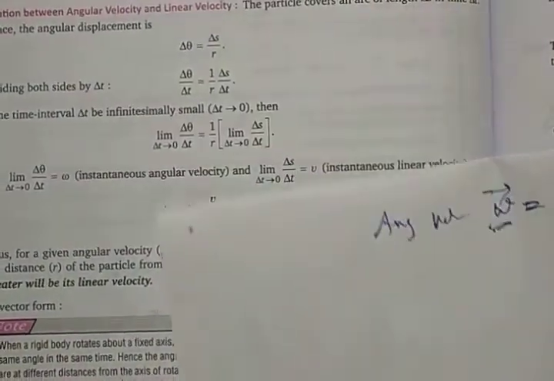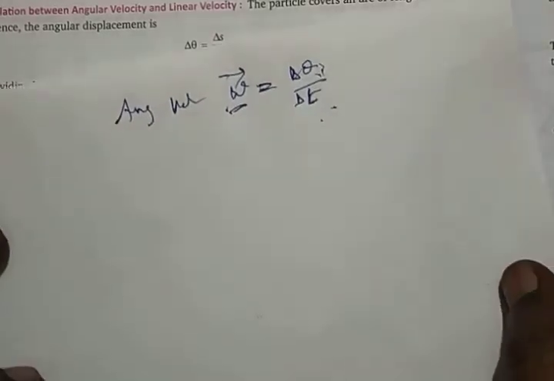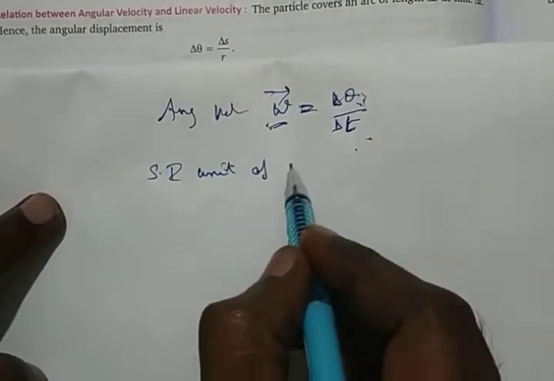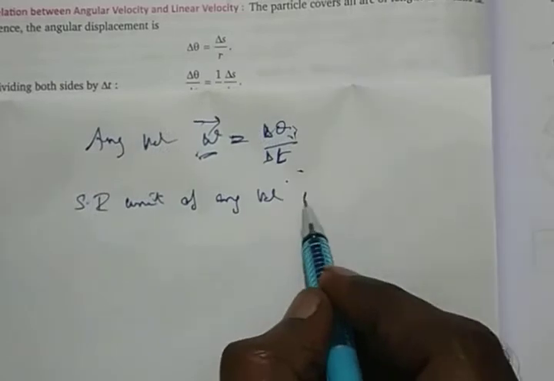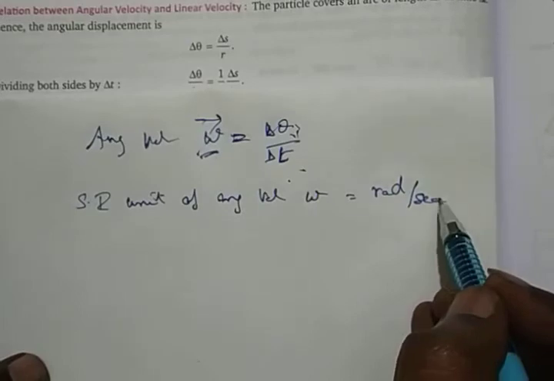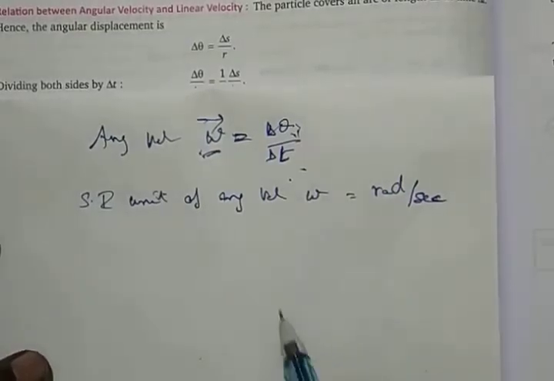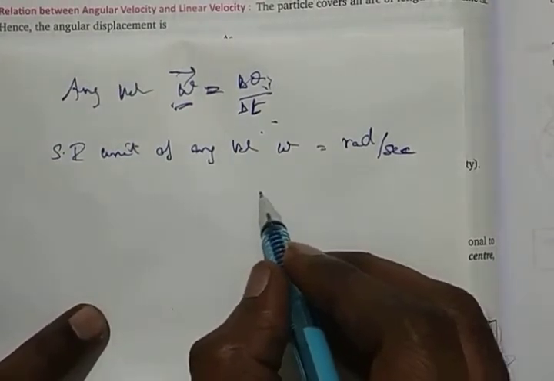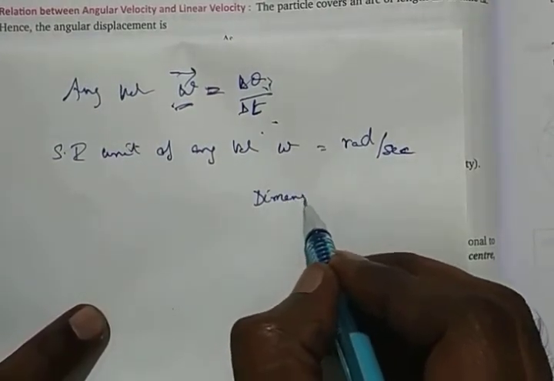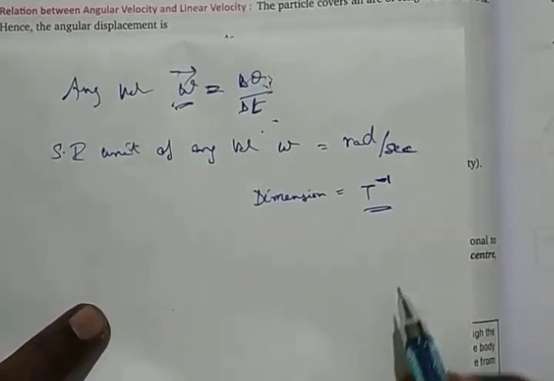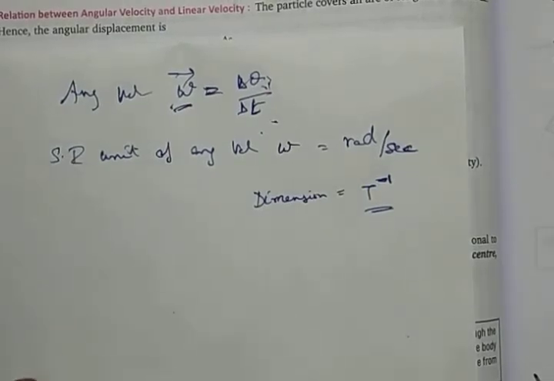So you have to write it as the SI unit of angular velocity omega is equal to radians per second. Please write down radians per second. So that's the way it is. Dimensionally, what is the dimension? The dimension is T minus 1. So that's the way it is told, right?